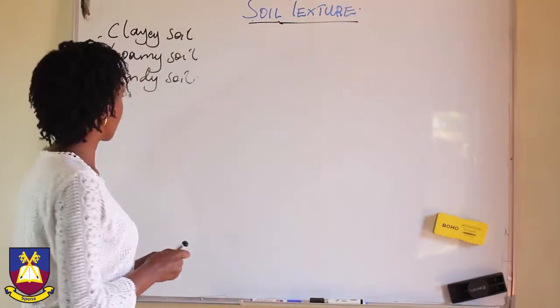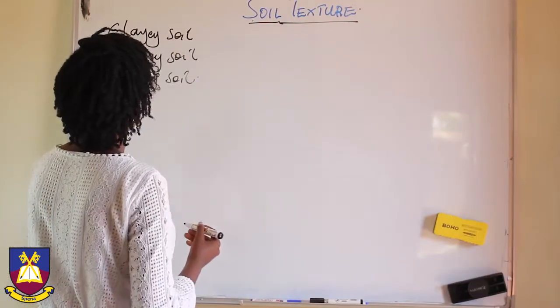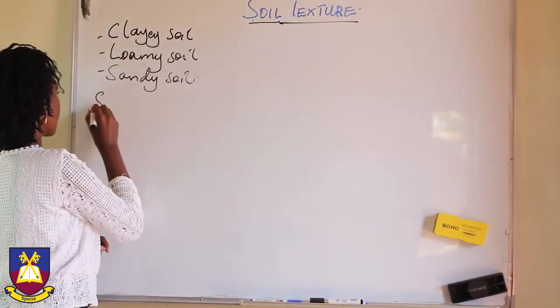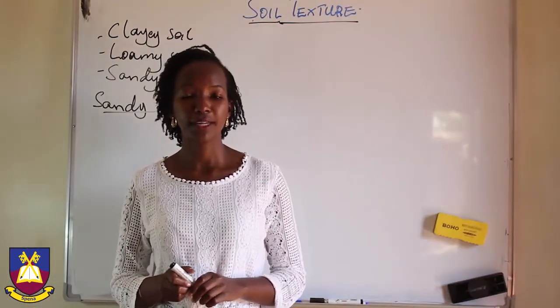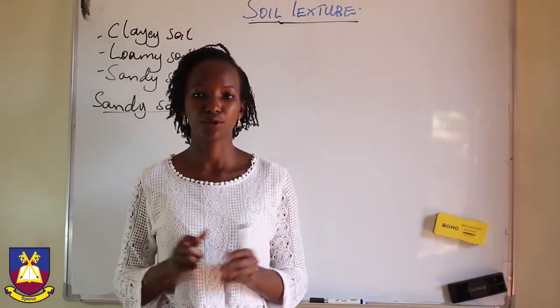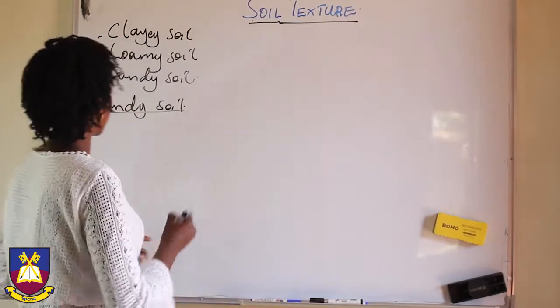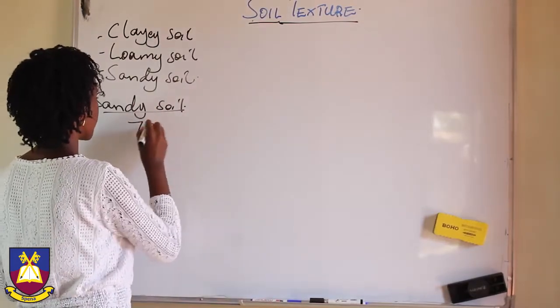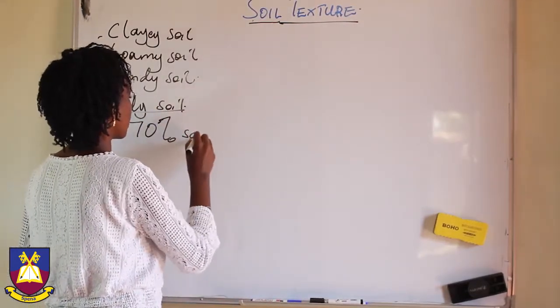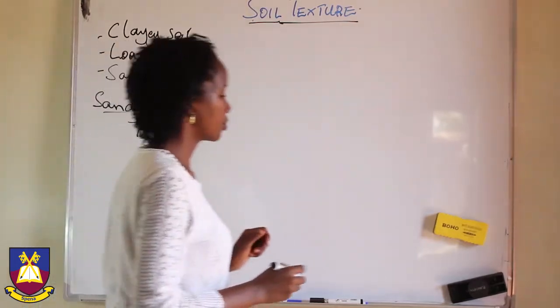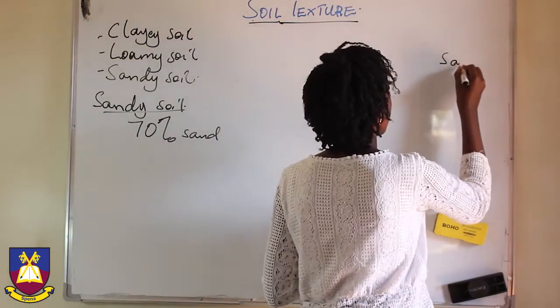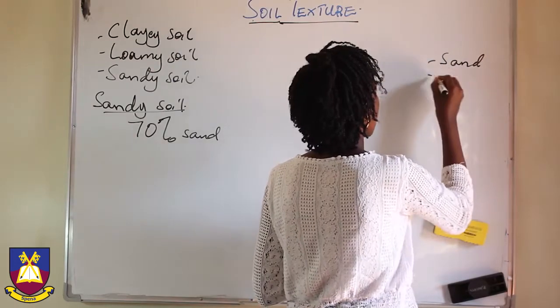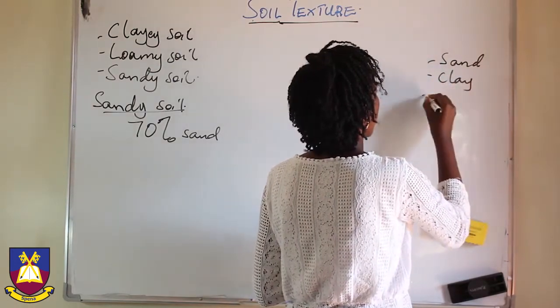For example, let's start to talk about sandy soil. Sandy soil is made up of a big proportion of sand. Sandy soil is over 70% sand. Remember, the components are sand, clay, and silt.